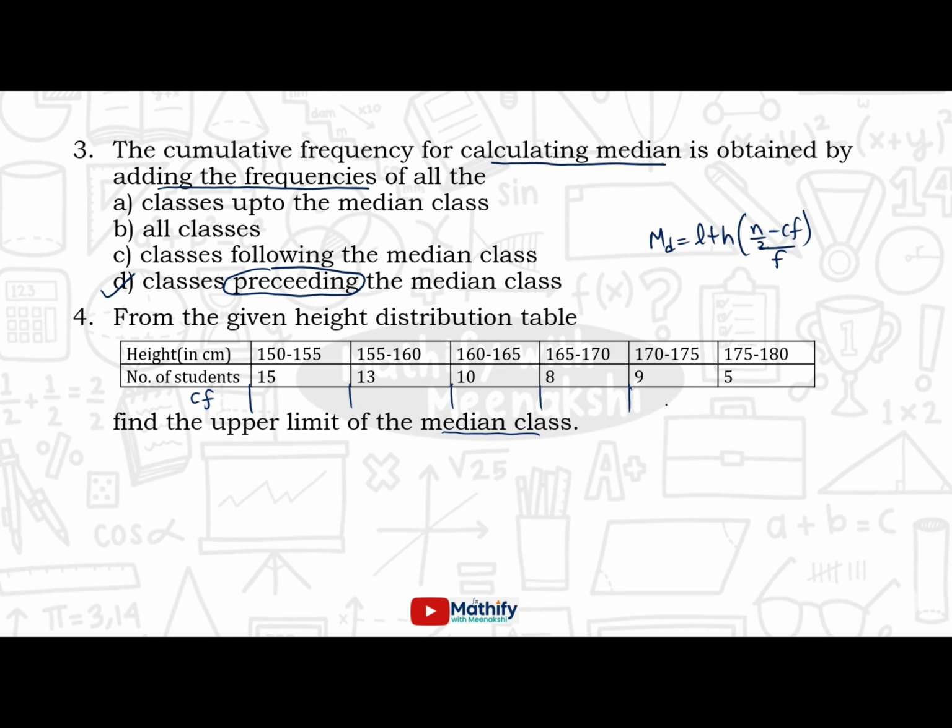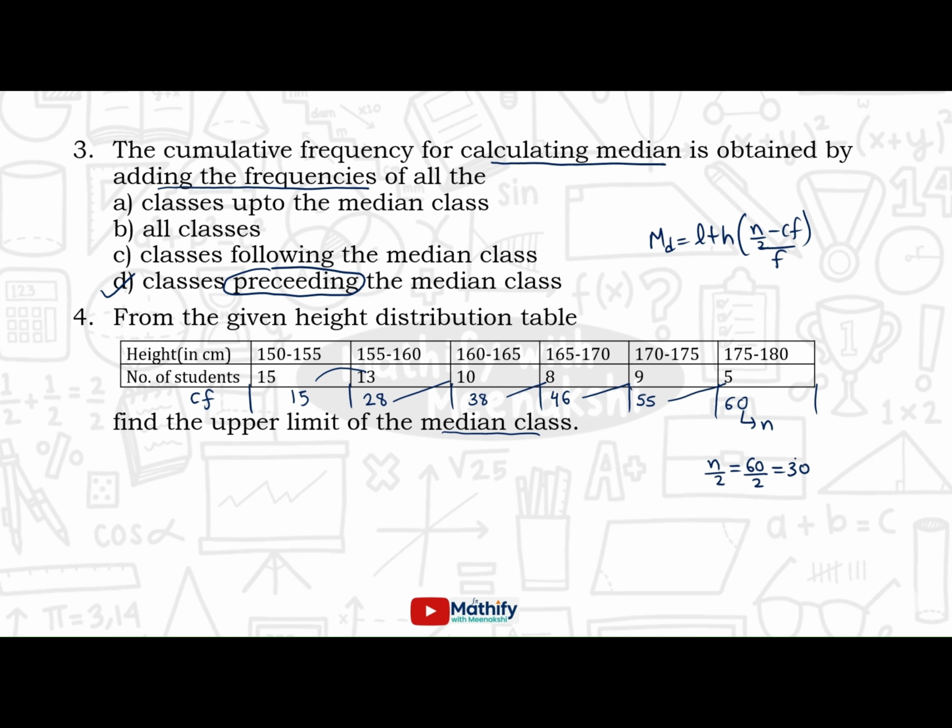For group data you will always find the cumulative frequency. That means you have to simply take the sum. First is 15, then 15 plus 13, that is 28, then 28 plus 10, 38, then 38 plus 8, 46, then 46 plus 9, 55, then 55 plus 5, that's 60. Now this is your n. You have to take n by 2. That means half, it's 30.